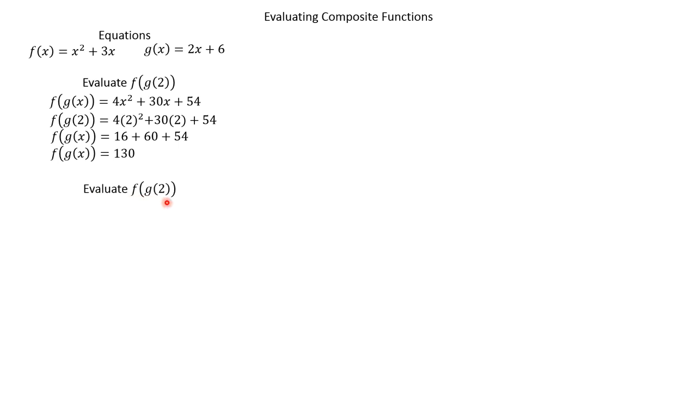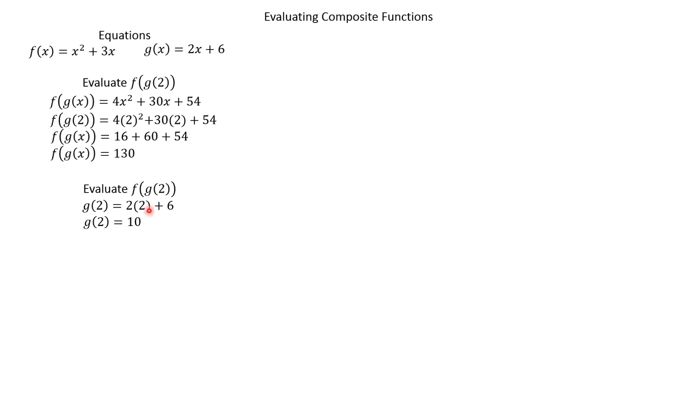So let's look at f of g of 2 again. We can do the inside. We're going to look at g of 2. So we're going to plug 2 into g. 2 times 2 is 4 plus 6. So g of 2 is 10.